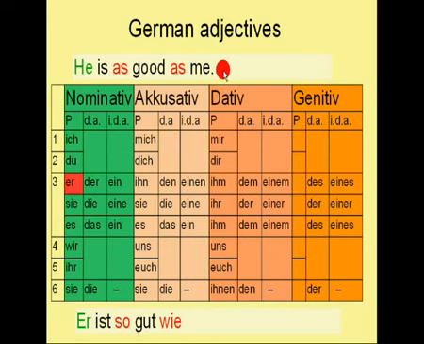Now, as you saw in the previous sentence, we need to apply the nominative case for this pronoun here. So the question here is, which grammatical person is me? It's the first person singular. So we need to choose the pronoun for the first person singular in the nominative case, which is ich. And the sentence therefore goes like this: Er ist so gut wie ich.